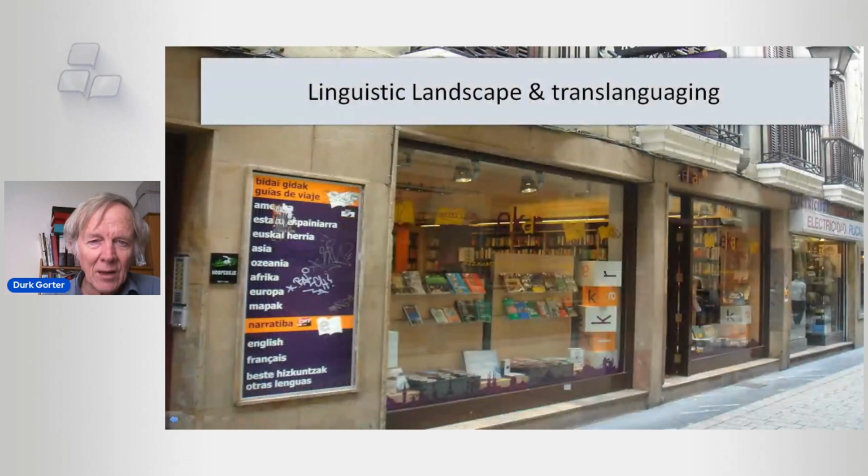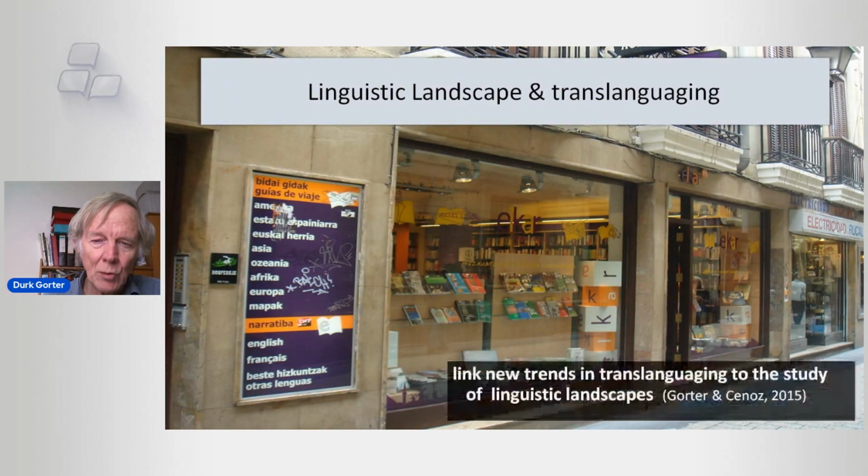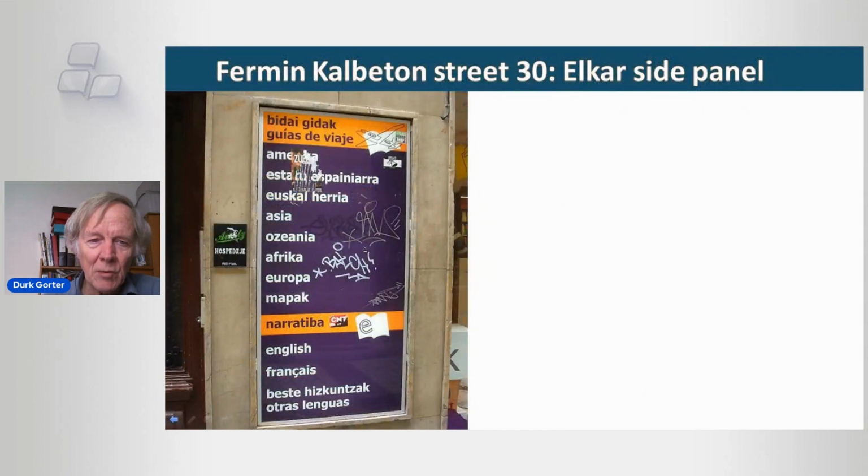And then we went on with this, and we wanted to apply this concept of translanguaging to the linguistic landscape, because we wanted to link these new trends in translanguaging to the study of linguistic landscape. And we used, among others, in this study, this example of one panel next to the bookstore that we were studying, and the bookstore was our linguistic landscape, so to speak.